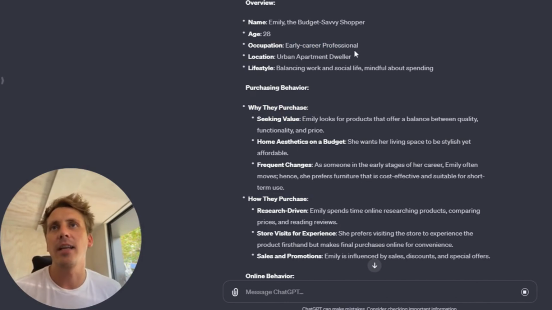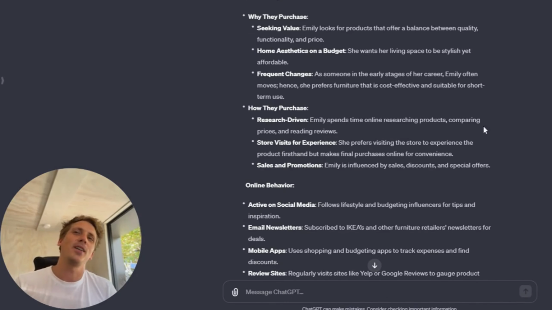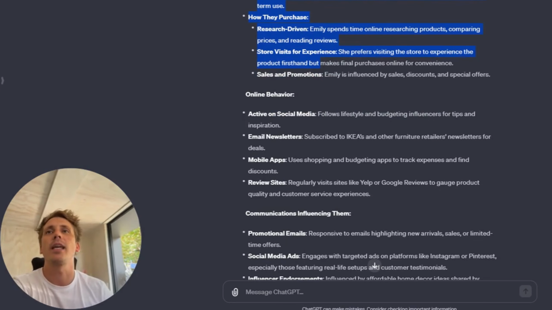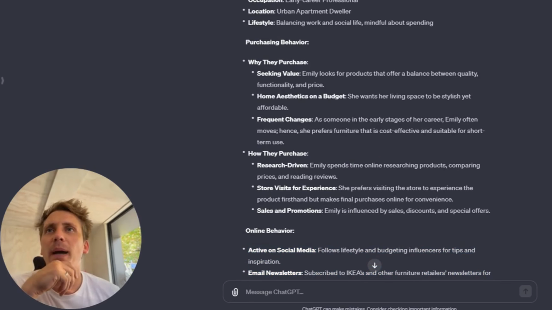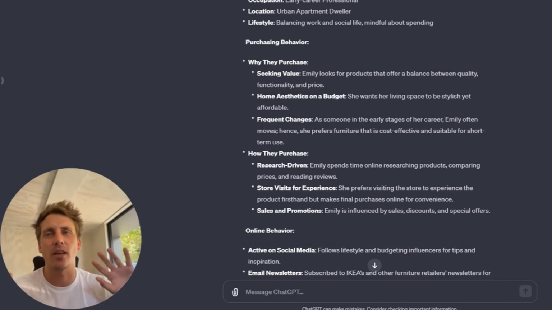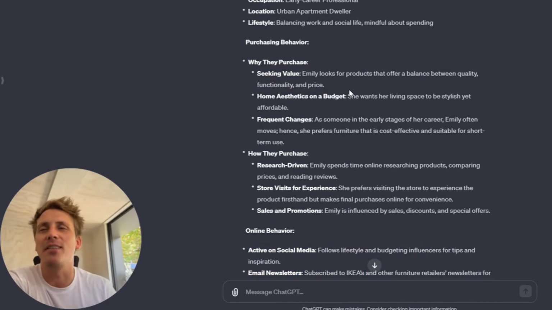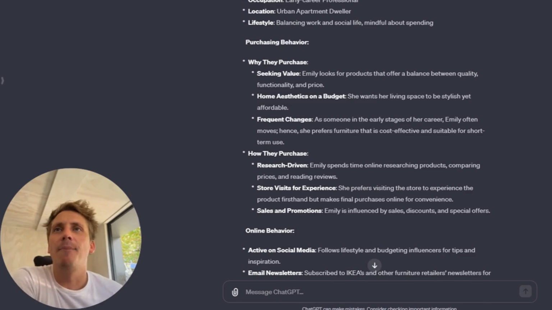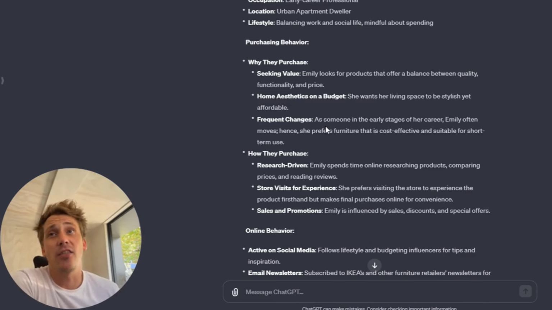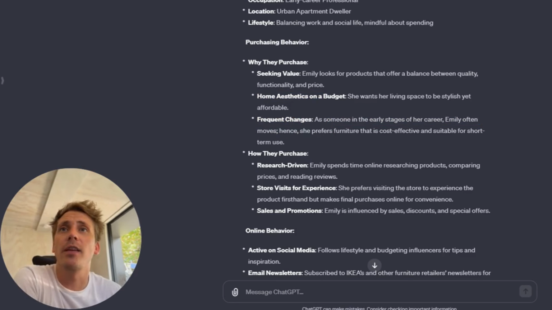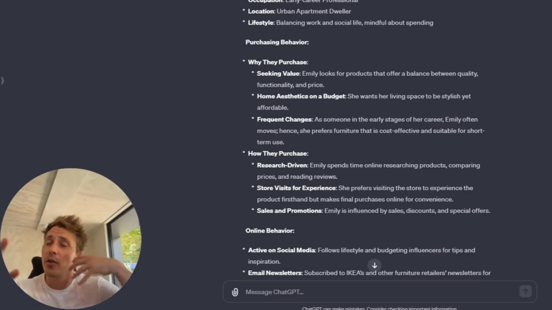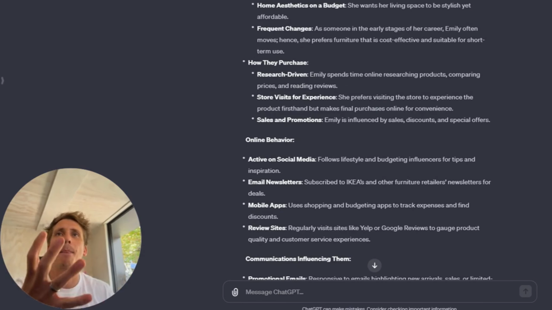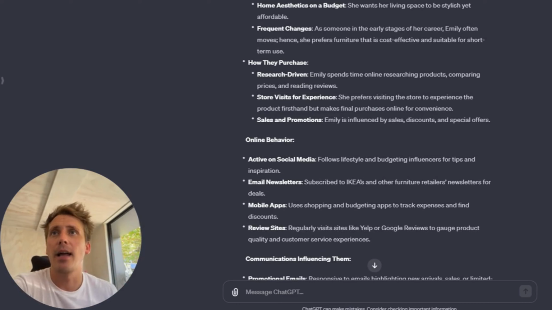Knowing that they're 28 and that they're early career professionals, kind of useful, but this is the meat of it and what we want to get into. And then when we start getting into online behavior as well, here we're starting to see some patterns. They seek value. Okay, it's given a name, Emily the budget savvy shopper. Again, that's what marketers like to do. So GPT is obviously drawing on that. Home aesthetics on a budget, frequent changes. That's something quite interesting. Early stage of the career, she moves often, cost effective. There's starting to be some communication angles that you might be able to pick out of that.